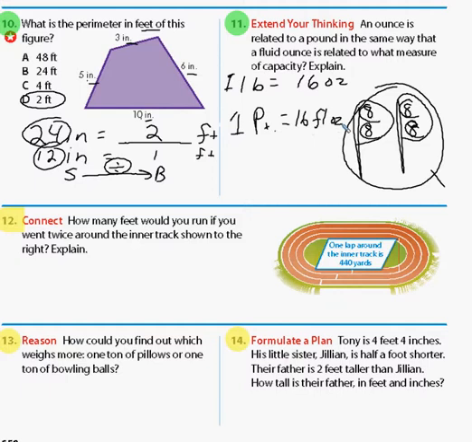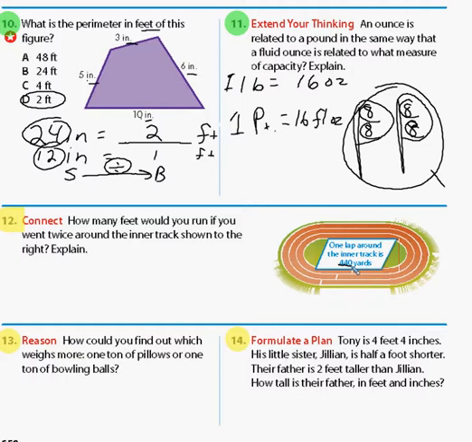Okay, question number 12. How many feet would you run if you ran twice around the inner track shown to the right, and explain. So it shows the track right there is 440 yards. You need to figure out how many feet twice around would be. Okay, question number 13. How could you find out which weighs more, 1 ton of pillows or 1 ton of bowling balls? And question number 14.